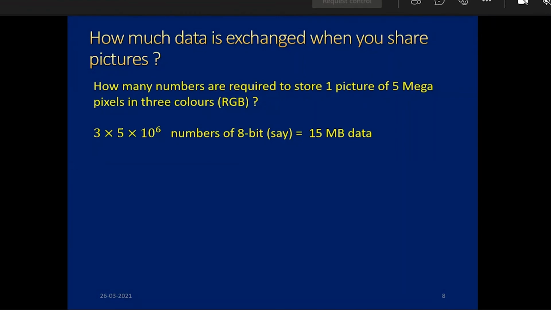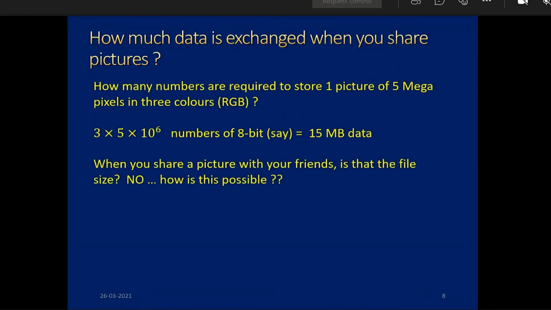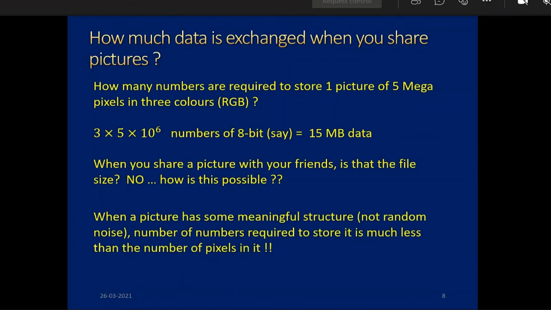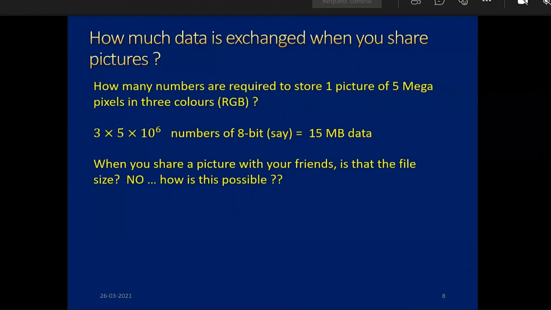We share data in about 400 or 500 KB. Yes, but all of you have mobile phones which have megapixels, right? How come that is so? Have you ever thought about it? So how is it possible? It is 15 MB of data, but when you send it, it is just a few hundred KB.